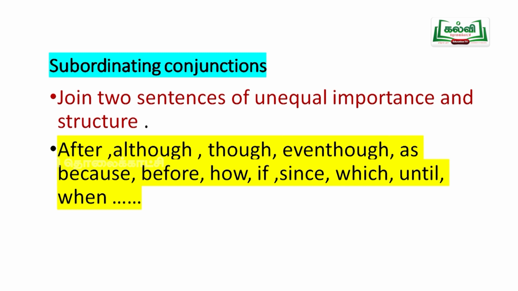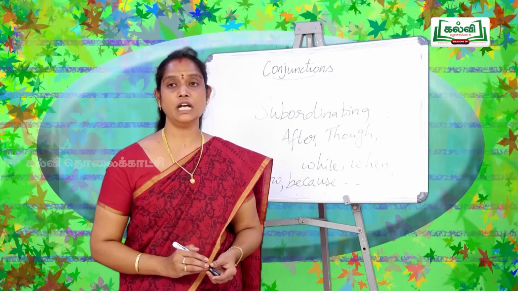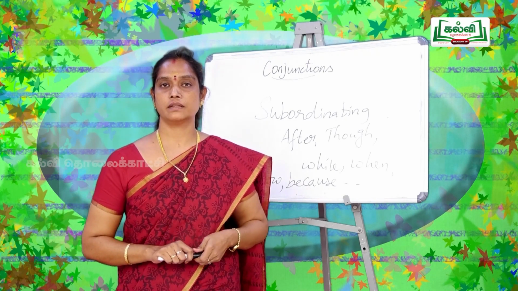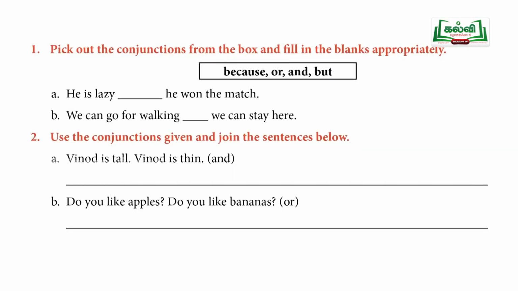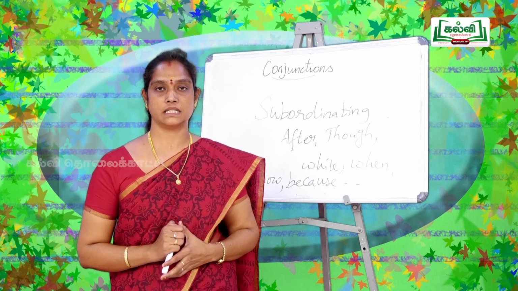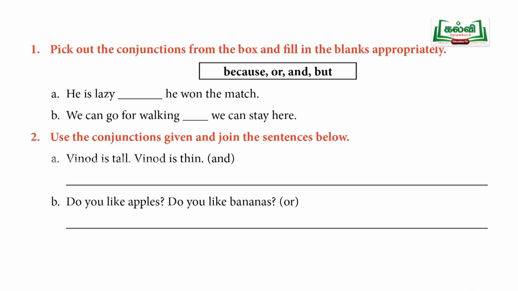So regarding this, we have got the exercise in your worksheet. The first one, they have given you conjunctions in the box. He is lazy dash he won the match. He is lazy, but he won the match. That's called but. He is lazy but he won the match.